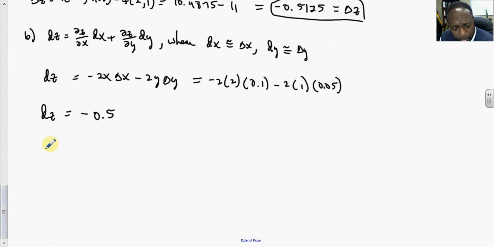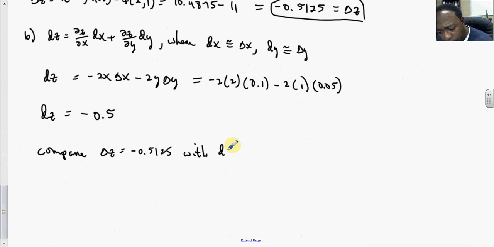So you compare the increment, which came out to be negative 0.5125, with the total differential dz, which is negative 0.5. Very similar.